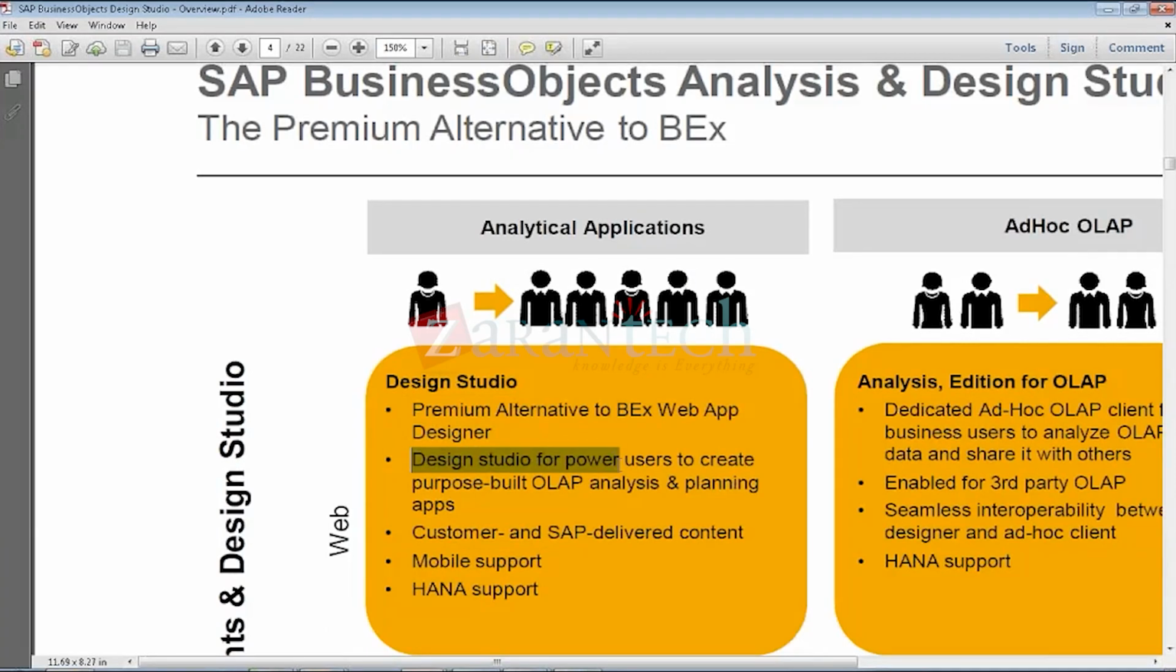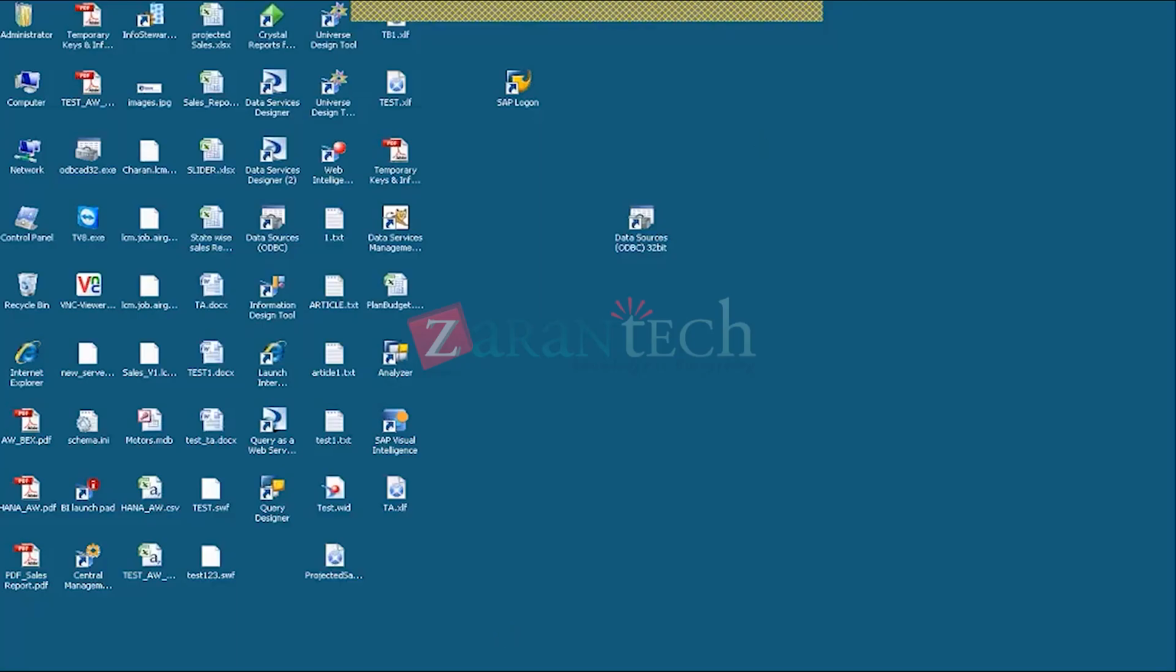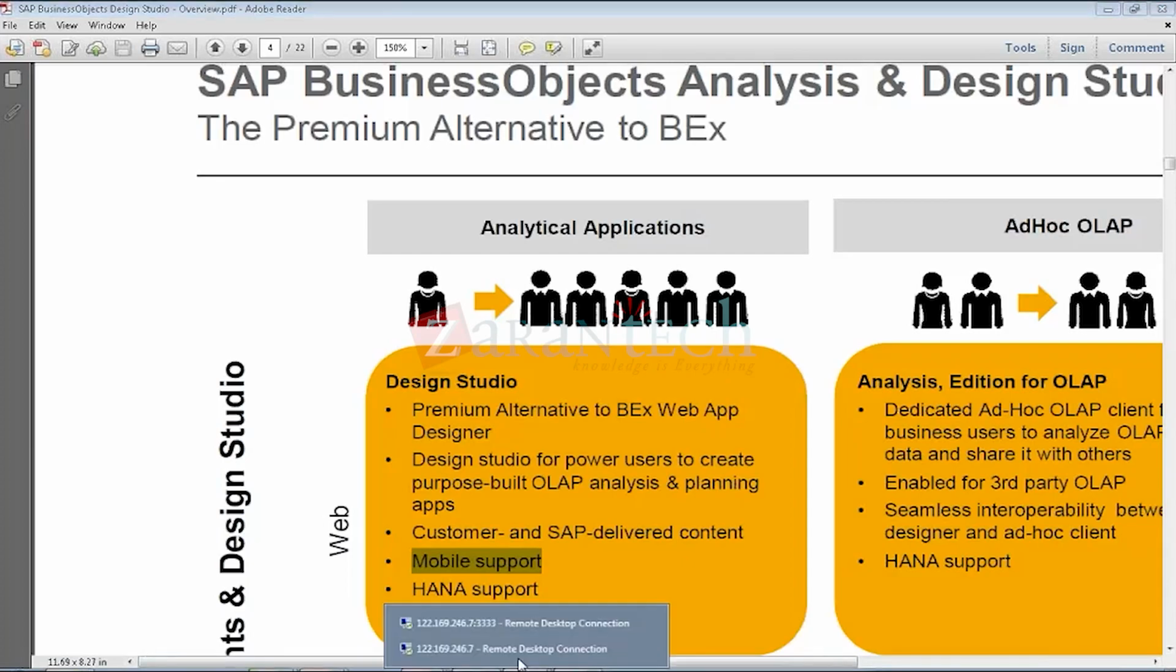So Design Studio is for power users to create purpose-built MOLAP analysis and planning applications. Customer and SAP delivered content, mobile support. Whatever analytical applications we develop using Design Studio can be published to the desktop browser, to iPhones, iPads, Androids, any other handheld devices, and it supports BW as well as SAP HANA. Two source systems, HANA and BW. The specialization is that it supports BI mobile completely. When the customer requires BI mobile to be implemented, what is the tool they have to use? Design Studio.